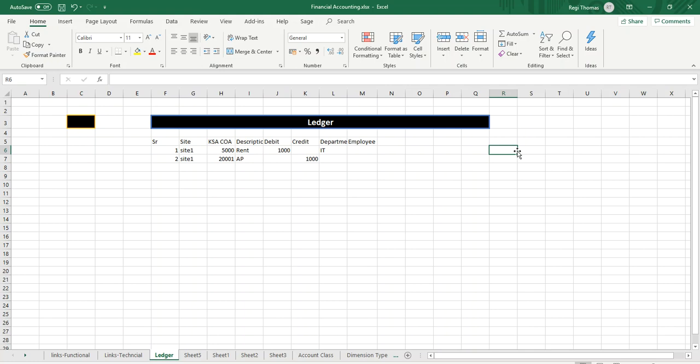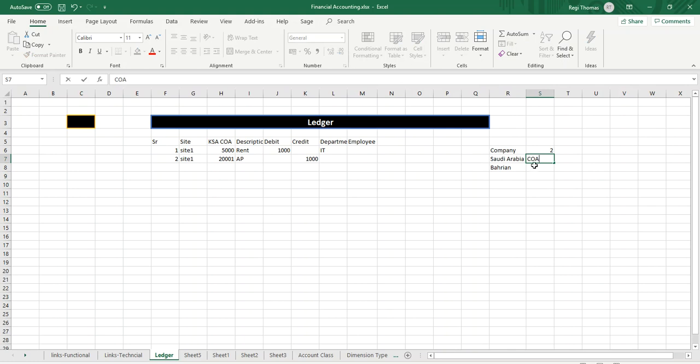from other companies. Let's assume that you get an opportunity to configure the system for two companies. One company is in Saudi Arabia, and the other company is in Bahrain. But at the same time, the chart of accounts you are using for these two companies are different, because the nature of each company's business is different, so you decided to go with a different chart of accounts.